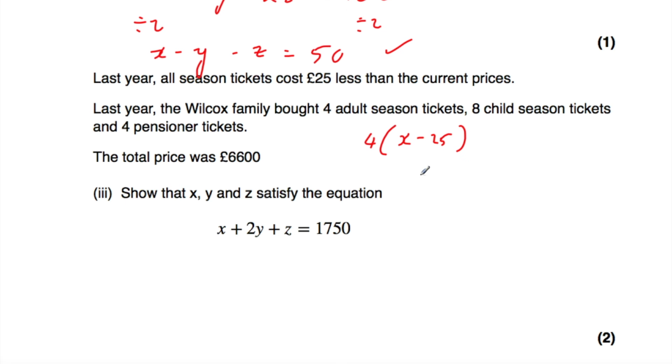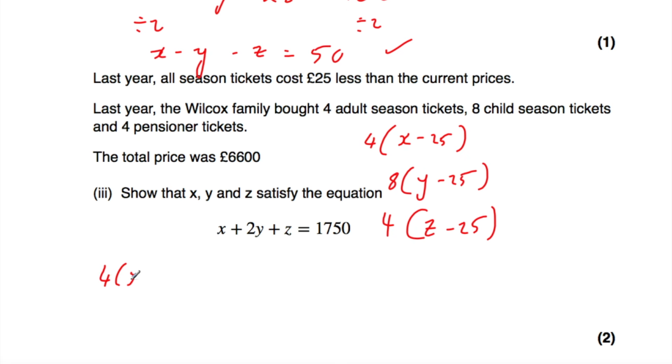The child season tickets, this year it's Y pounds. But last year it was £25 less, so minus 25. And they bought 8 of them, so we're then going to times that by 8. And finally, the 4 pensioner season tickets, well, this year they cost Z pounds, but last year they're £25 less, that's minus 25. And the Wilcox family bought 4 of them, so it's going to be 4 times that. So if we add these together, this would be the total cost of the season tickets.